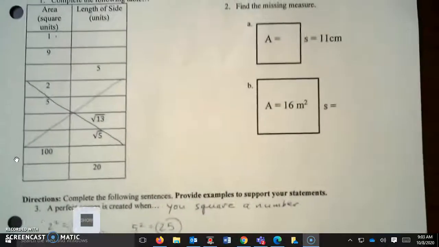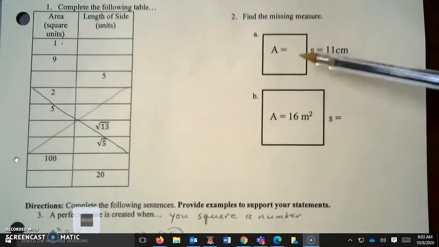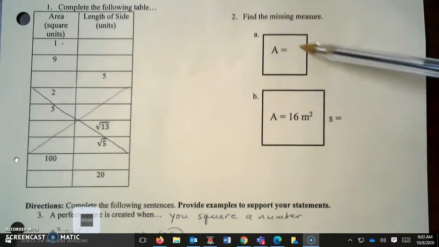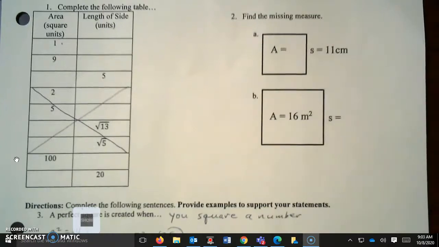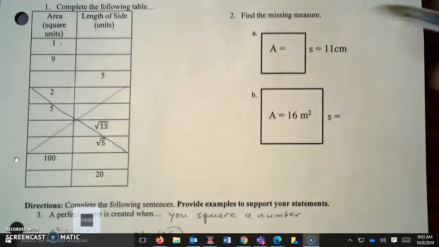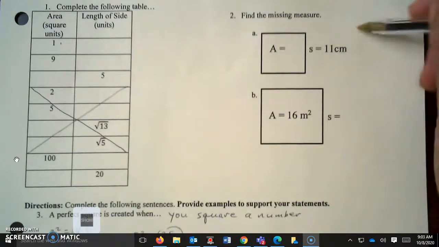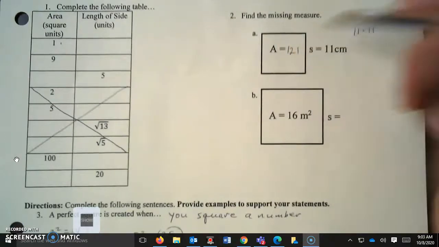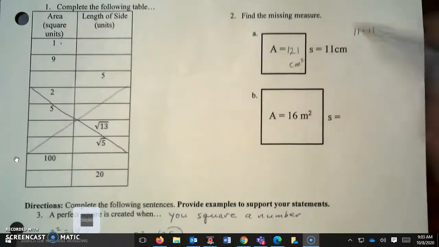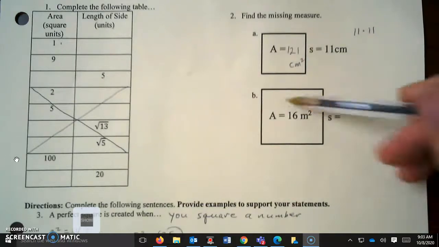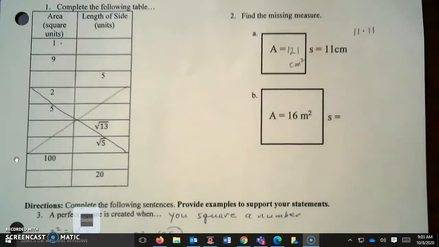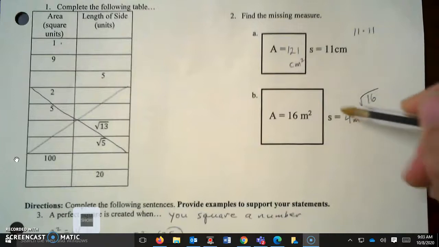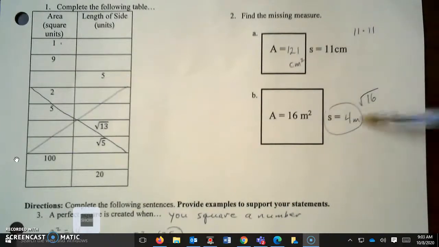The only other questions you'll have to answer are, like the ones I just showed you. See, if the side length is 11, how do I get that area? There's not graph paper now. So you're just going to square this. 11 times 11. The area is 121. It's centimeters. So I'll say centimeters squared. This is the opposite. If I know the area is 16, how do I find the side length? Do the square root of 16. 4 meters. That's the answer there.